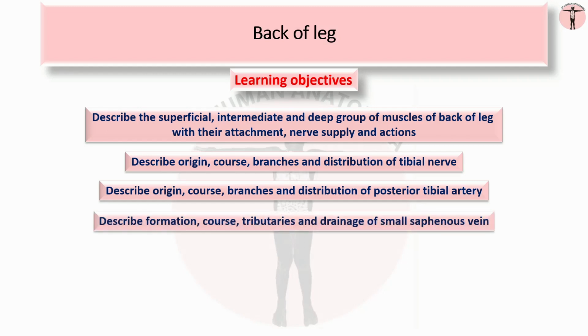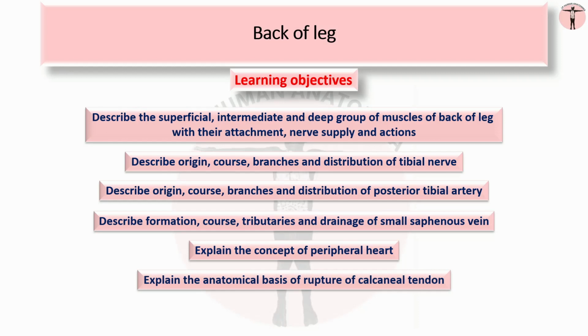Describe formation, course, tributaries, and drainage of small saphenous vein. Explain the concept of peripheral heart. Explain the anatomical basis of rupture of calcaneal tendon.